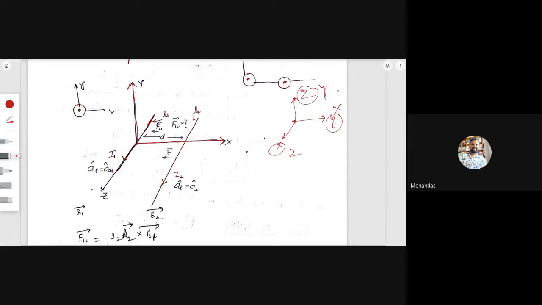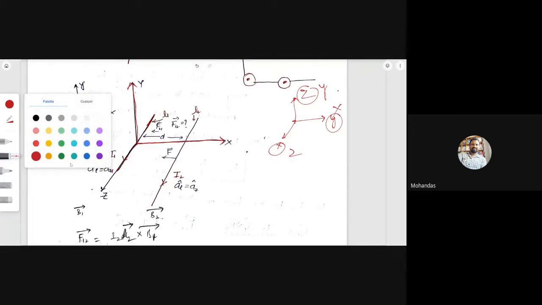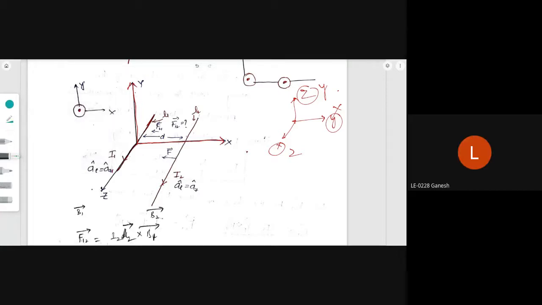Now where the two conductors are placed: the conductors are placed along the z-axis. As we have taken in this direction, this is one conductor and this is another conductor. Listen to this carefully. It is very, very important in the external exam.